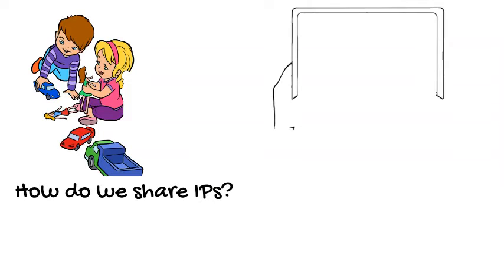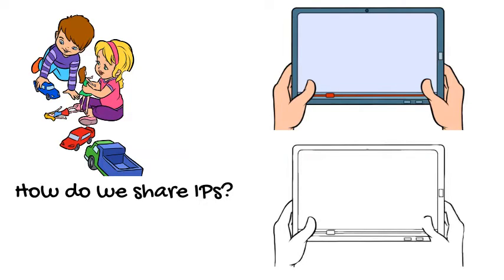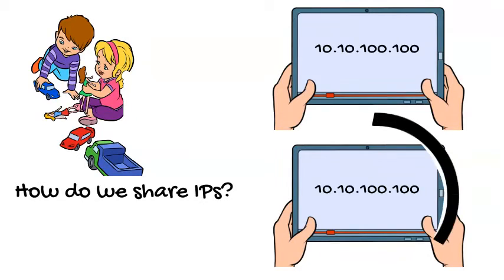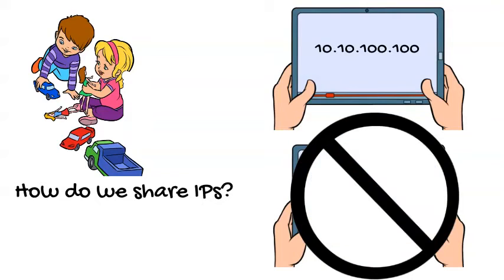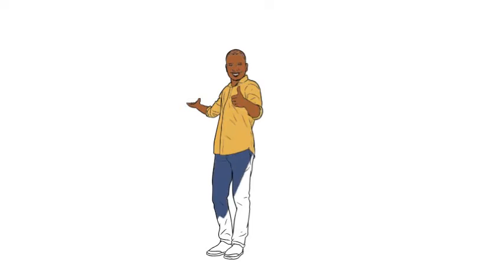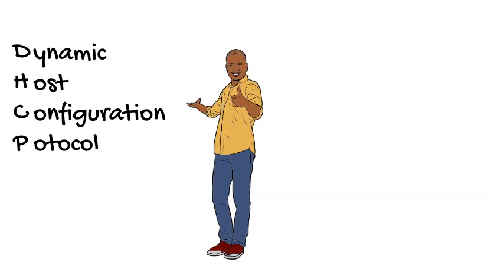How do we share? Well, we could give the same IP address to several different devices. But if they're both connected to the network at the same time, we get a conflict. So, that's out. Enter DHCP, or Dynamic Host Configuration Protocol. Great, but how do we get started?